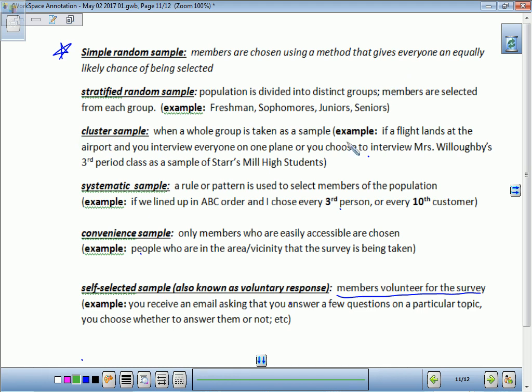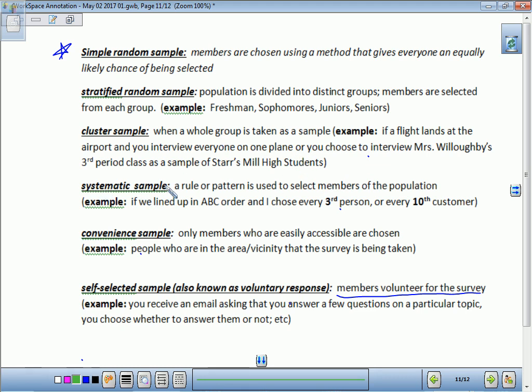Cluster. This is when we get a whole group taken as a sample. So if I went to Mr. Campbell's AP Calculus BC class, that would be a cluster. And sometimes clusters are good. They can be. Sometimes clusters are not as good. So the example here is if a flight lands at the airport and you interview everyone on one plane as they exit the plane. Yeah, you're not going to get every single one. Nope. And you probably don't even have access to them. You probably just get run over.